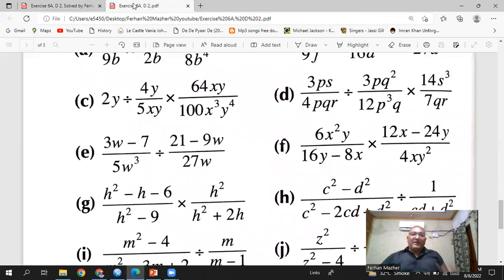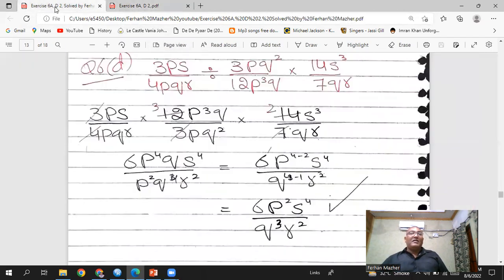Now we are going to the next question, question number 6, E part. It's 3w minus 7 divided by 5w cubed. Then we have a divide sign, then we have another fraction, 21 minus 9w divided by 27w. So I will convert this divide sign into multiplication sign, and the fraction right after that divide sign will reciprocate, that will flip.